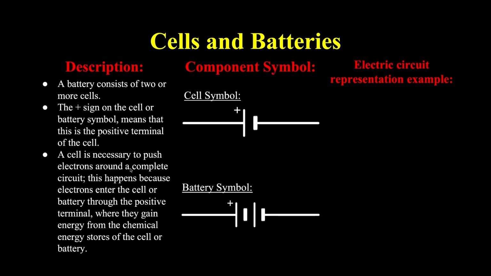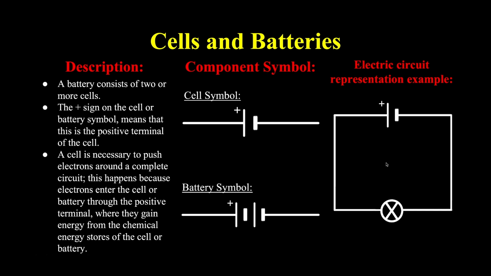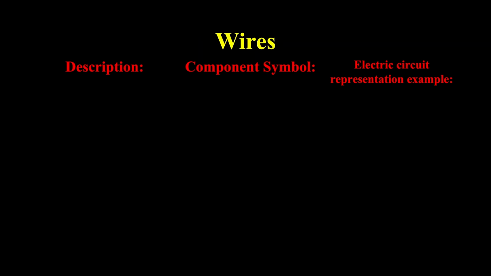A cell is necessary to push electrons around a complete circuit. This happens because electrons enter the cell or battery through the positive terminal where they gain energy from the chemical energy stores of the cell or battery. The electrons then transfer this energy to the components in the circuit they pass through. Here is a representation of a cell in an electric circuit, and you would just replace the cell with a battery to show a battery in the circuit instead.